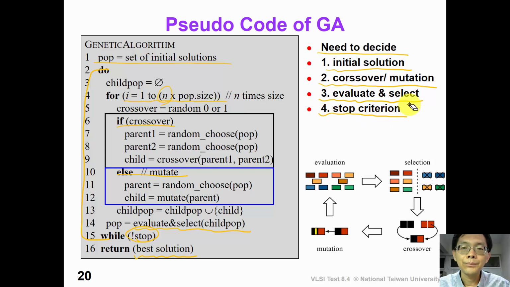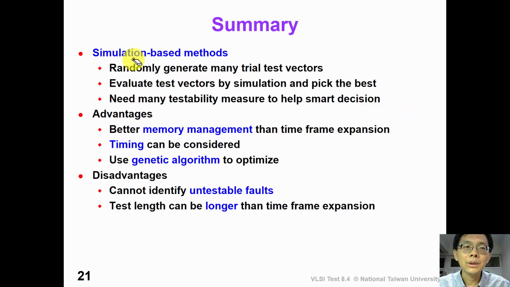In summary, in this video, we introduced the simulation-based method to generate sequential ATPG patterns. We first randomly generate many trial test vectors, evaluate them by simulation, and pick the best. Because this is a difficult decision, we need many testability measures to help us make smart decisions.